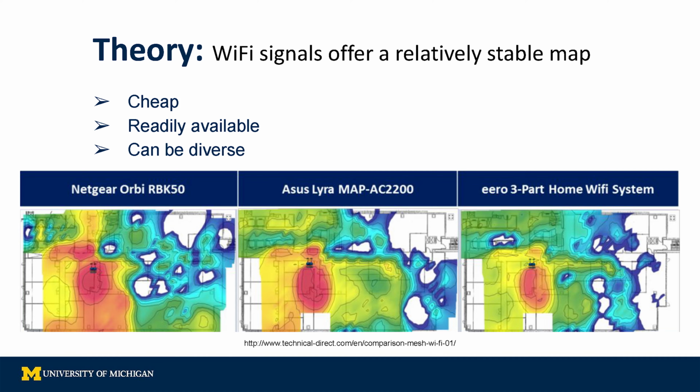We know that Wi-Fi signals are readily available, cheap, and can be a very diverse sensor set, as seen in the below images, which show the relative signal strength of 3 separate routers. As you can see, each router produces a different map of the environment.